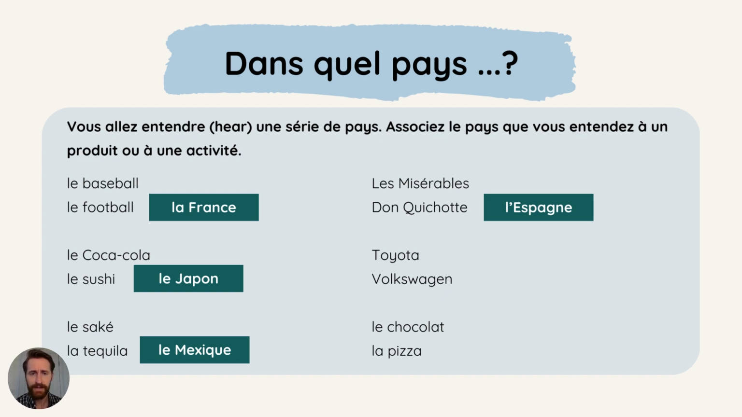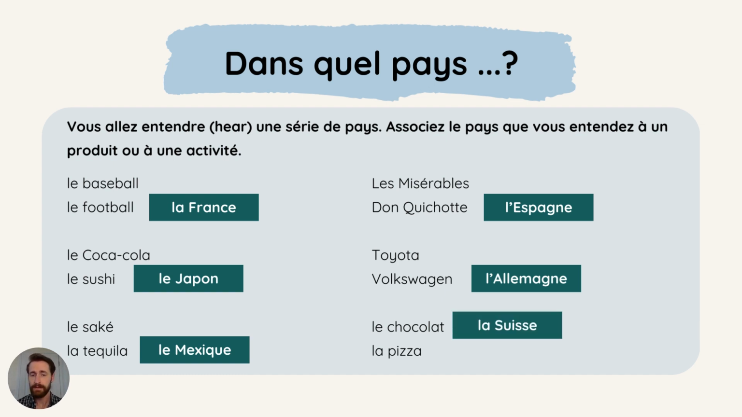Numéro 4, l'Espagne. Don Quixote. This is a famous literary work from Spain. Numéro 5, l'Allemagne. On associe à Volkswagen. So that's a brand of car. L'Allemagne is Germany. Et la Suisse, on associe au chocolat. So, of course, everybody has heard of Swiss chocolate.